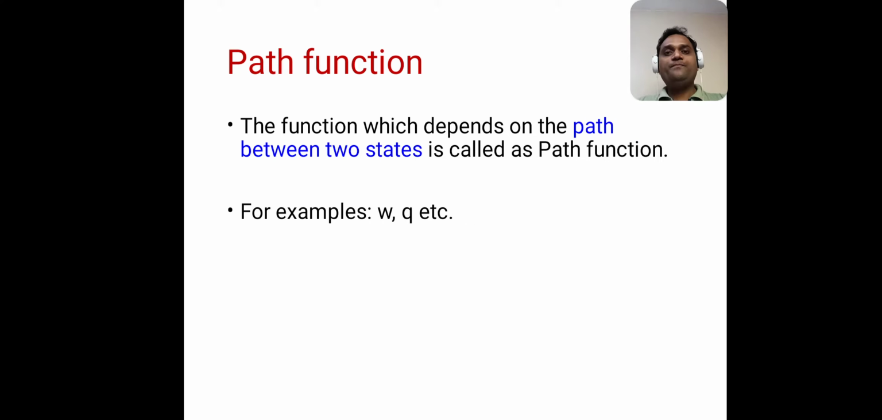The second definition is path function. The function which depends on the path followed between two states is called a path function. Again, a very simple definition. The two most famous examples are the work done and the heat involved during a process, W and Q. These two are path functions. So state function and path function are the basic definitions before we start the next points of thermodynamics.